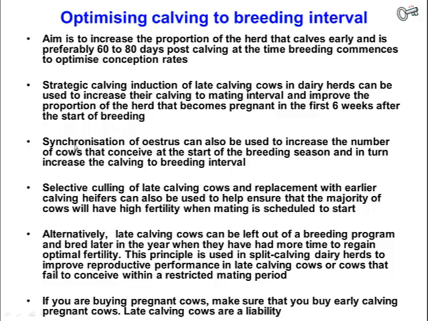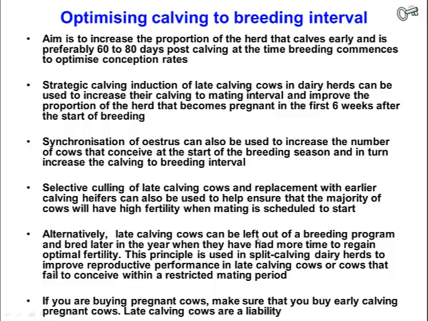We can also synchronise estrus at the start of the mating season to try to increase the number of cows that get pregnant in the first week of the breeding season. And by doing this, if we get a lot pregnant in the first week, then quite a few will calve early on, and they'll have more time to recover post-calving before they have to be bred again.